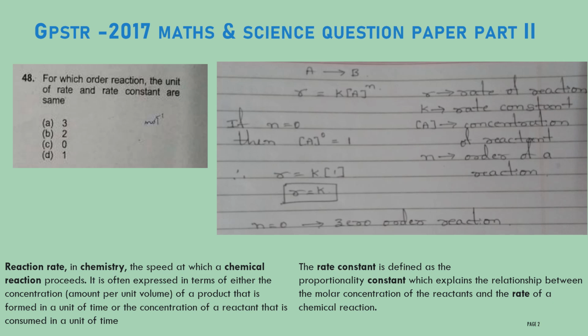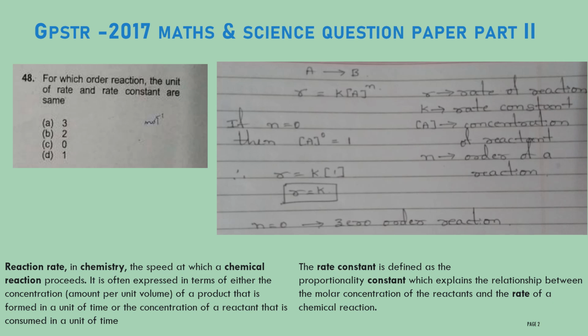Let us discuss the first question here. For which order reaction are the unit of rate and rate constant the same? Here n we will call the order of a reaction. In which order does the rate of a reaction equal the rate constant? They are asking the question. The options given are: option A 3, option B 2, option C 0, option D 1. Let us discuss in detail.